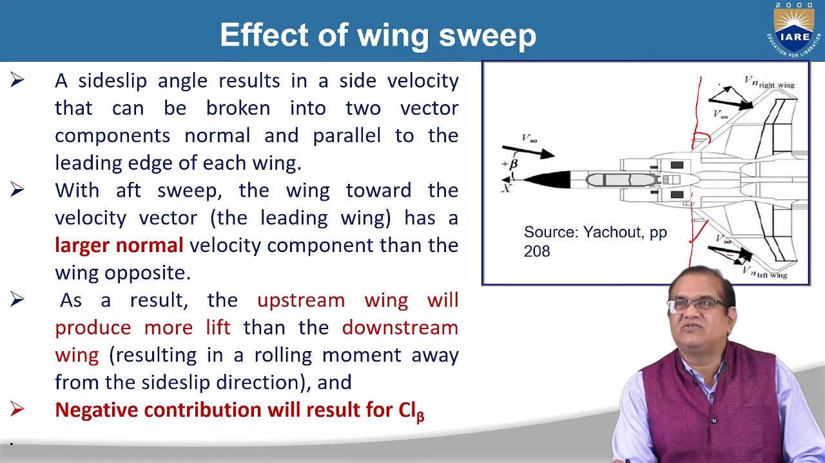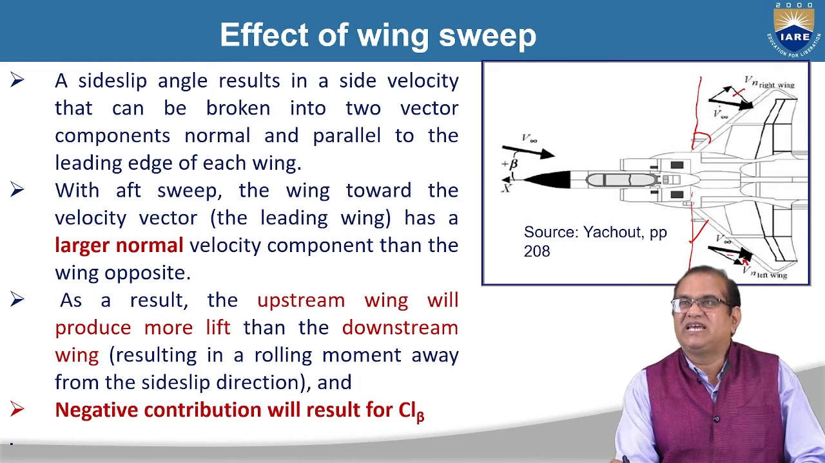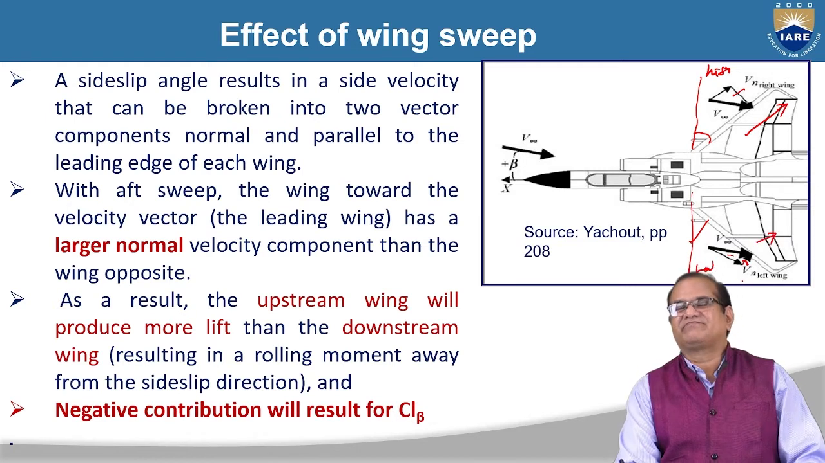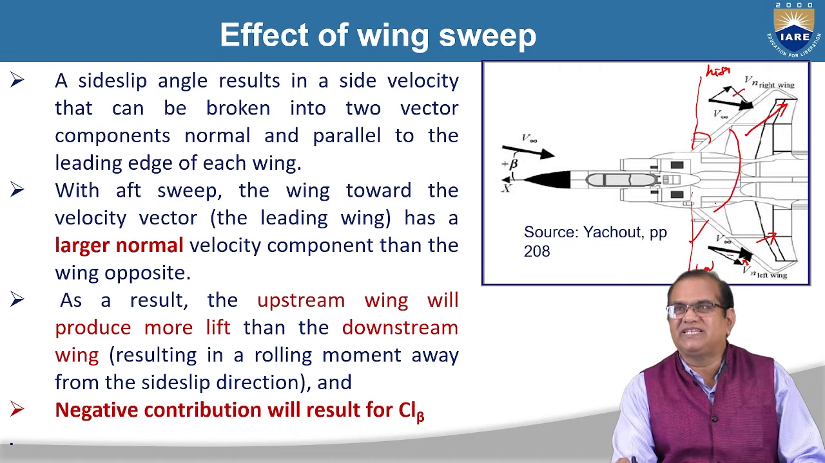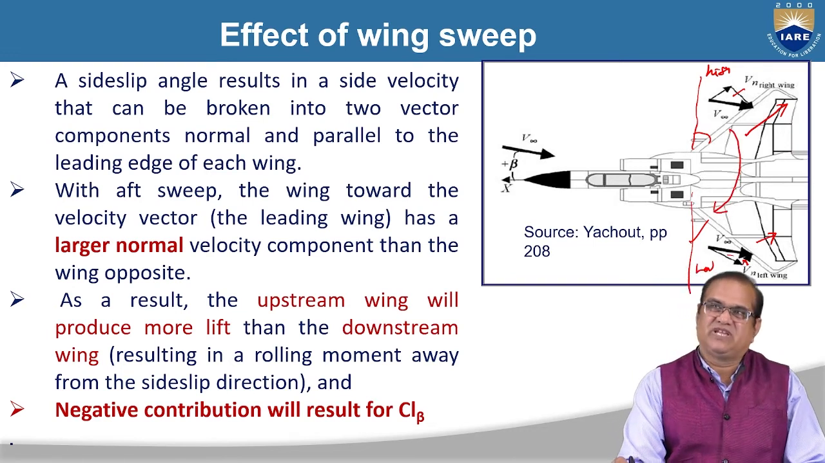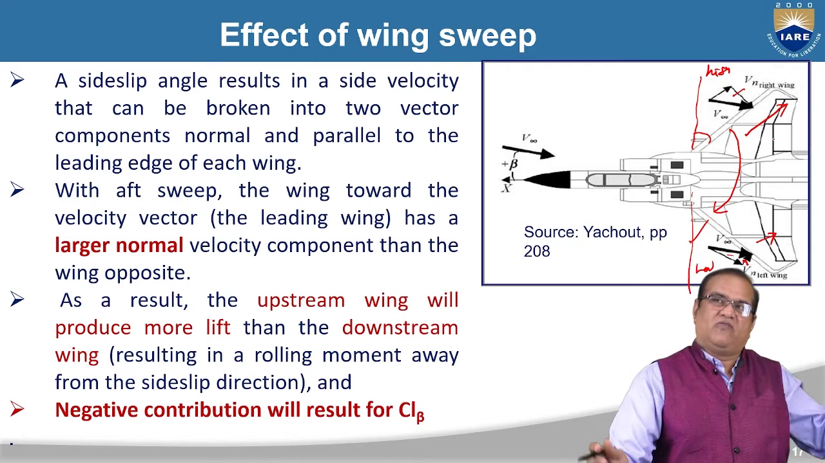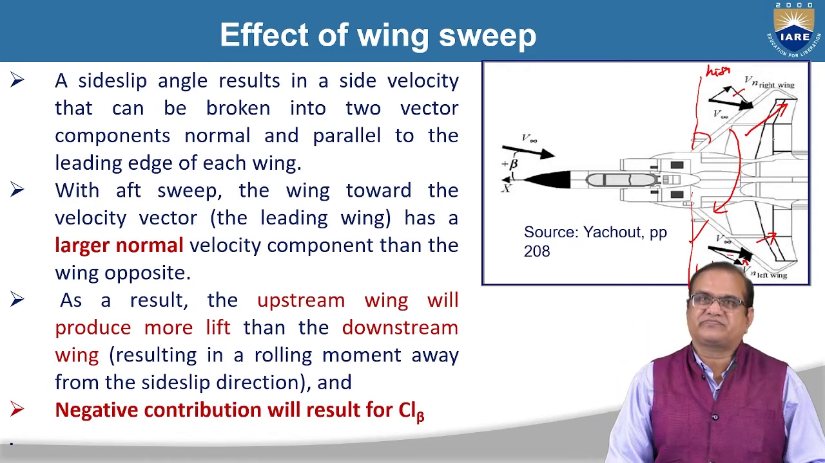Okay, if you see this value here, the vertical velocity is high here and very low here. So on this side the lift will be more, and here the lift will be very much less. Comparing to this, the lift will be reduced. A rolling movement in this direction will take place. The aircraft will roll from right to left.